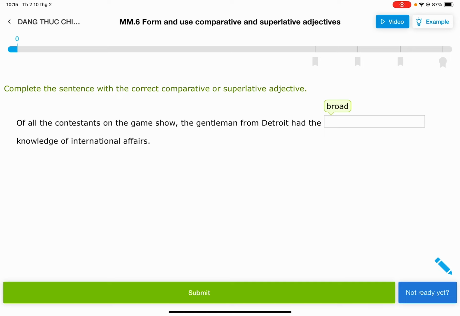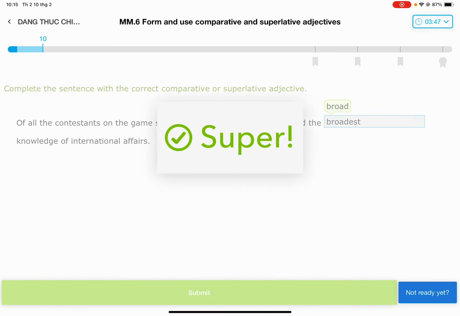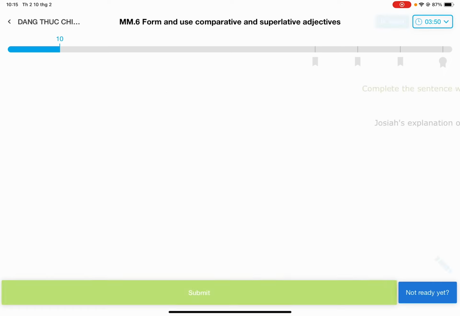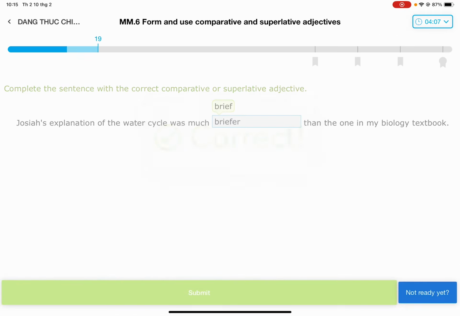Okay. Of all the contestants on the game show, the gentleman from Detroit had the broadest knowledge of international affair. So it is like comparing one to a whole group, and it has the word the here. So we would use superlative adjective. Josa's explanation of the water cycle was much briefer. So it was comparing one thing to one thing. So yeah, briefer. Using comparative adjective.